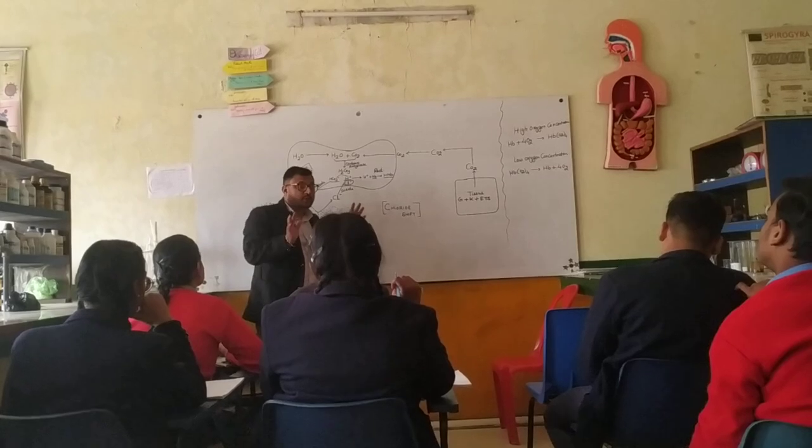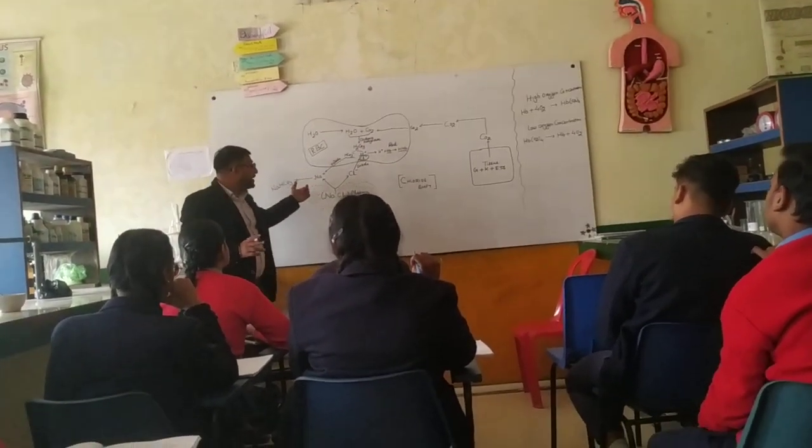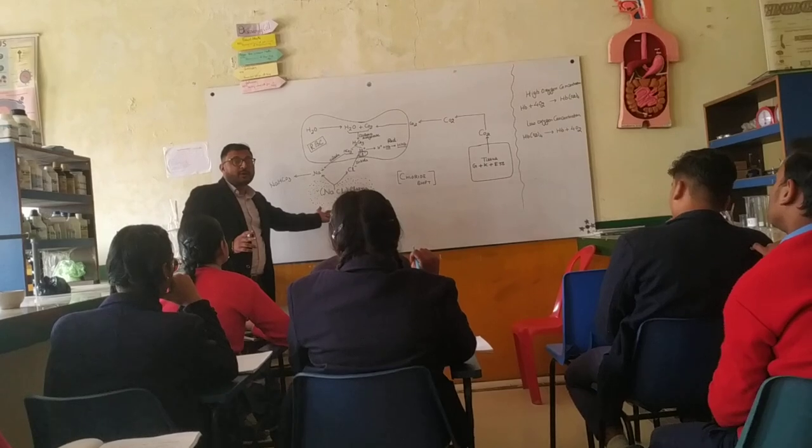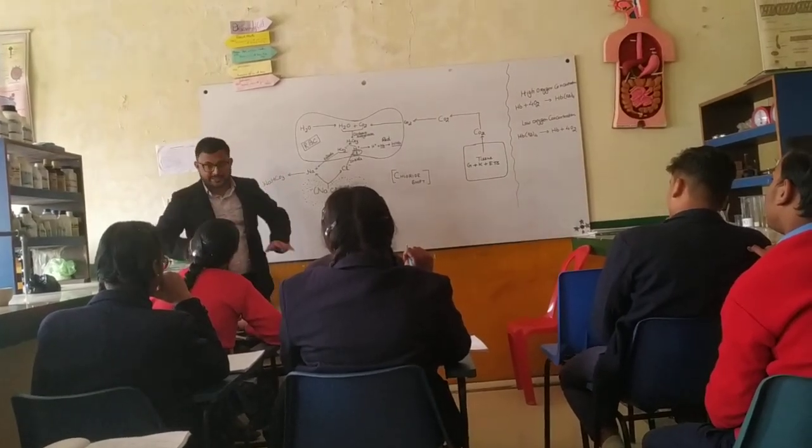So chloride shift is the combination of two substances, tissue and RBC. But the main role is played by the help of the plasma, because plasma consists of electrolytes.